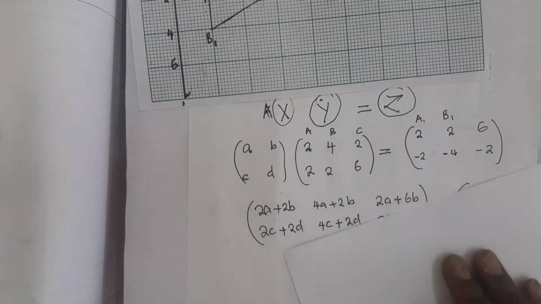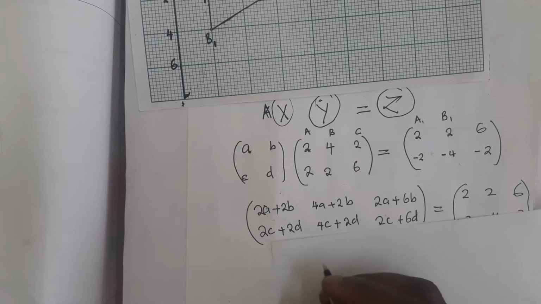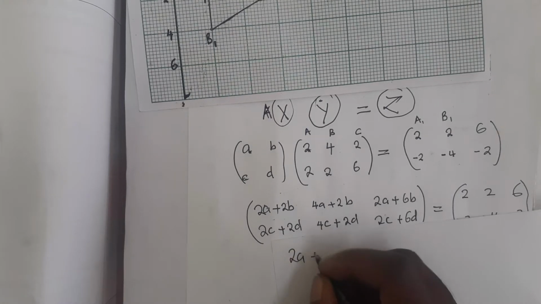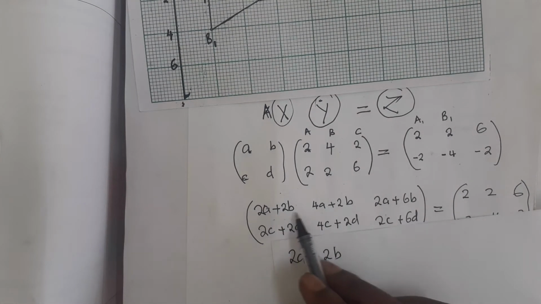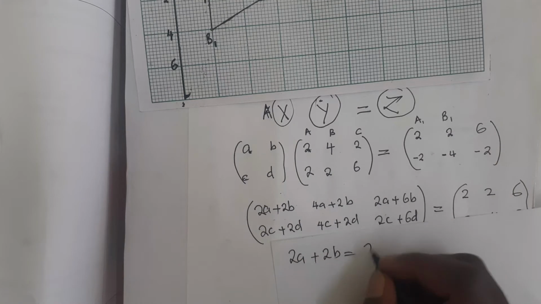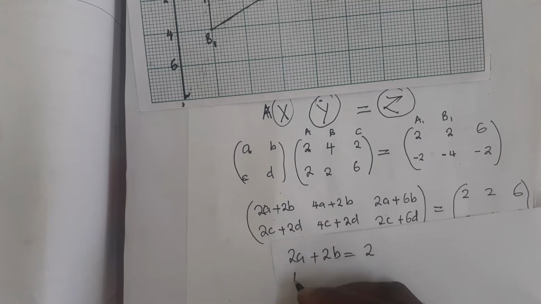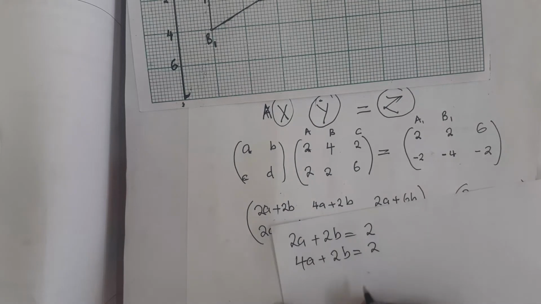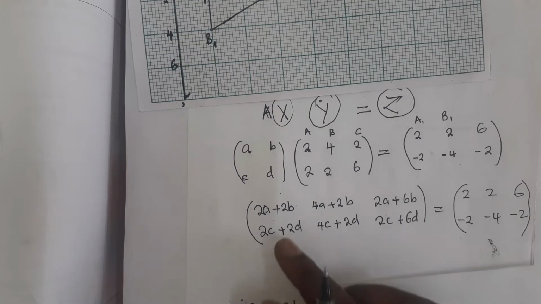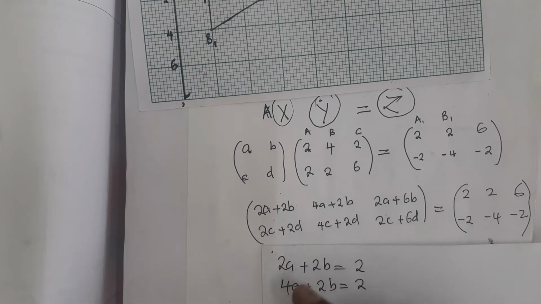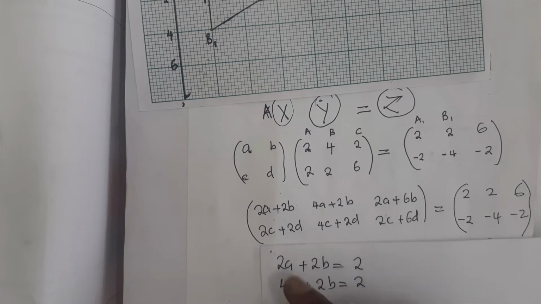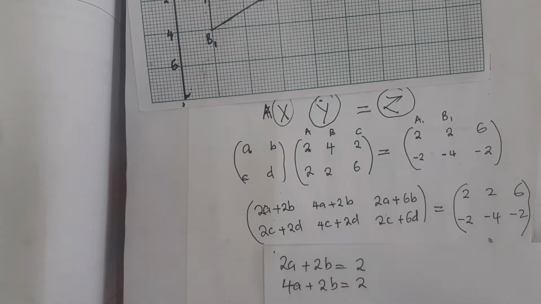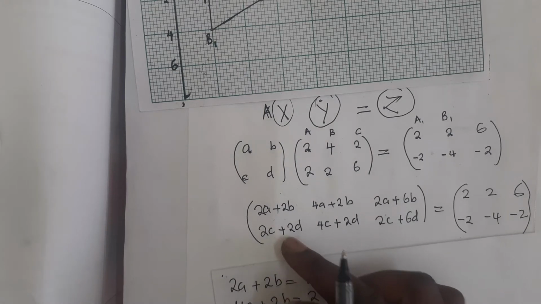Okay, so what are we saying? 2A plus 2B is equated to 2. Then this one, 4A plus 2B is also equated to 2. So we can solve these two equations simultaneously. The same thing will happen when we come to C and D. Remember that we want to find the letters A and B. That is the only way we have to do it. Then we come back to the second one.